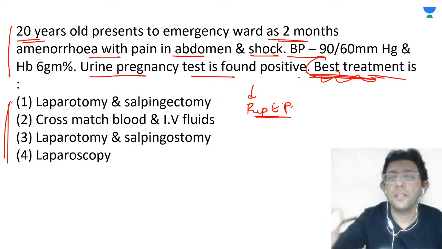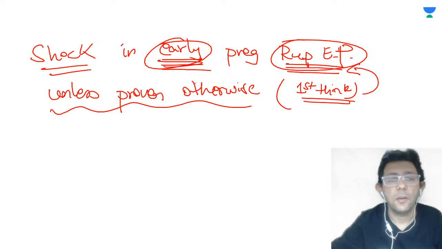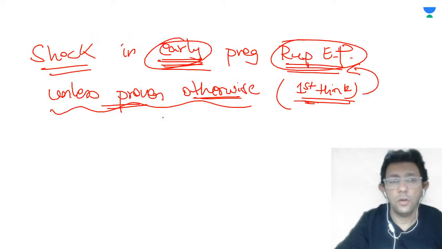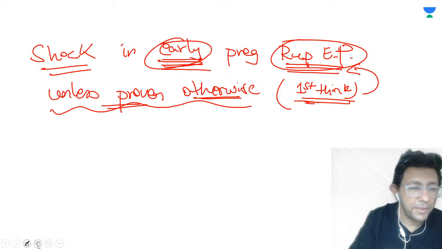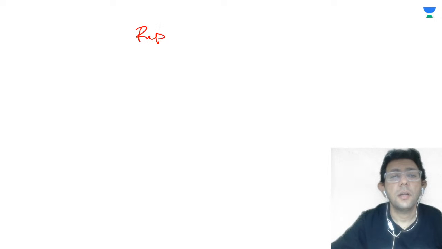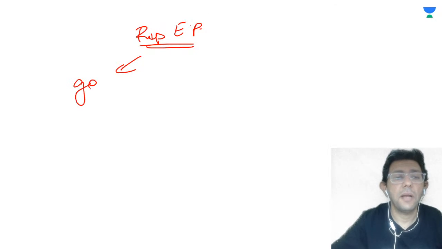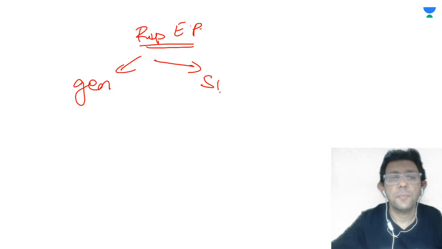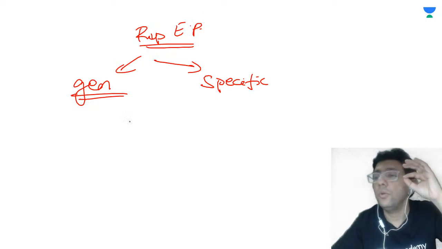Okay, so now let us discuss one by one. Point number 1, shock in early pregnancy is ruptured ectopic unless proven otherwise, that all of you know. So please understand one thing, there are two things when the patient comes to you with ruptured ectopic: one is the general management and next is the specific management. General management is what I will do immediately first.